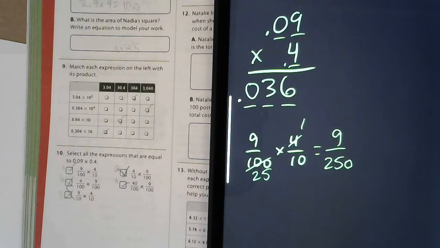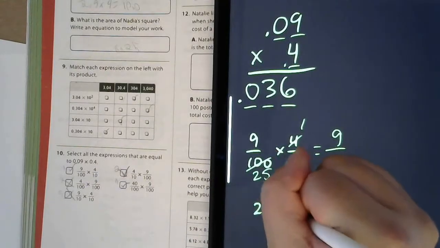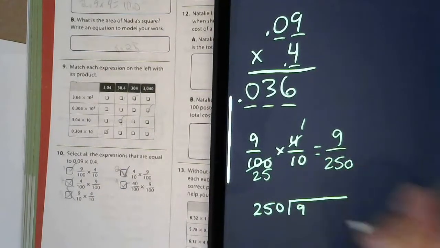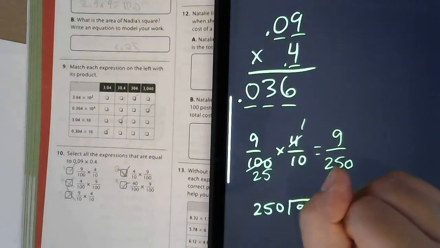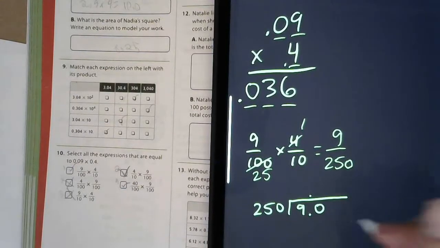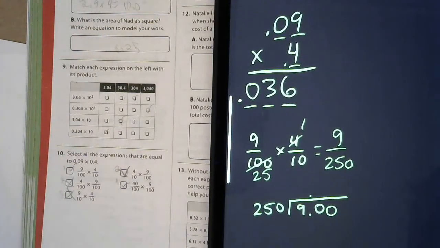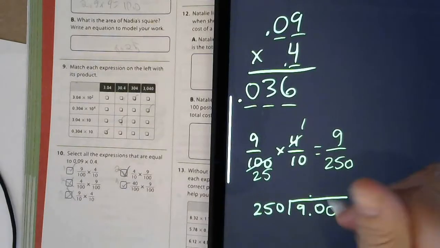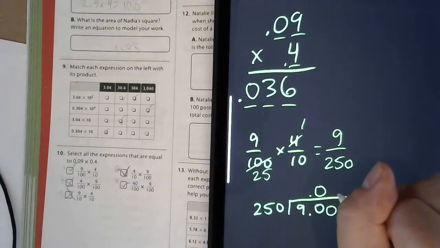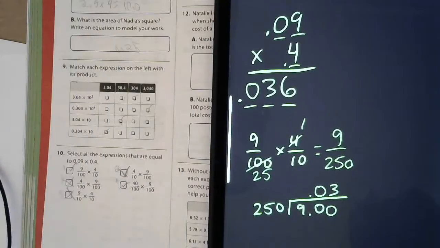I want to convert that into a decimal, so I'm going to divide. 250 is going to be my divisor. 9 is my dividend. I'm going to add a decimal and a 0. 250 doesn't go into 90. I'm going to add another 0. Now 250 does go into 900, right? We'd probably guess that it goes in there 3 times. Okay, now 3 times 250.